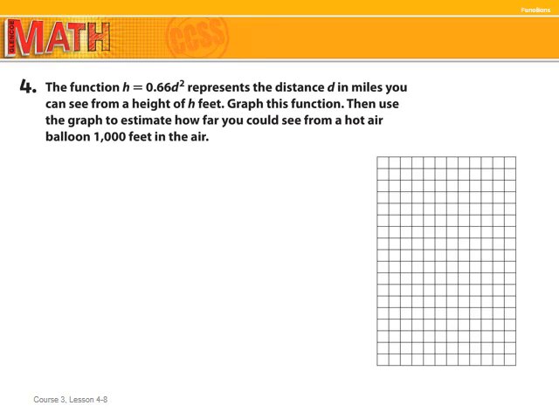Our last example, example 4: the function h equals 0.66 times d squared represents the distance d in miles you can see from a height of h feet. Graph this function. First thing I'm doing, I'm going to graph. Then use the graph to estimate how far you can see from a hot air balloon 1,000 feet in the air. Okay. So how far can we see from up to 1,000 feet?